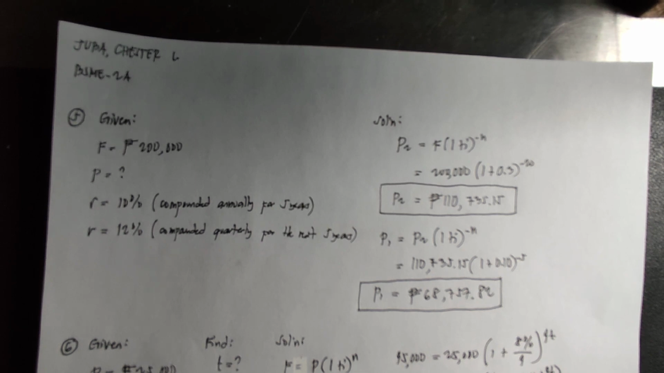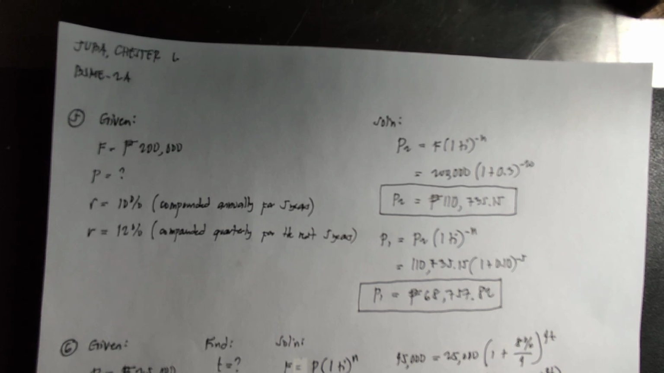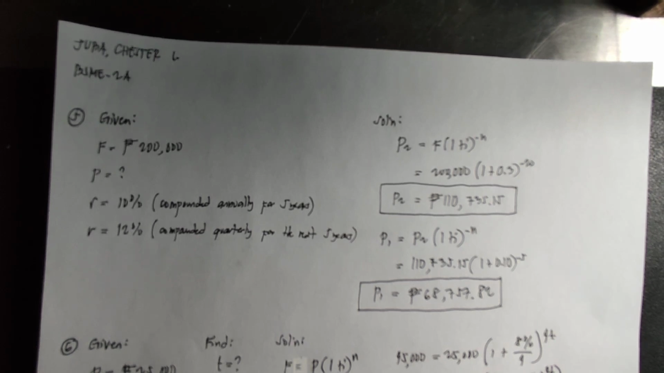So solution is P sub 2. P sub 2 is equal to F multiplied to the quantity of 1 plus i raised to negative n. Then let's substitute the values: 200,000 multiplied to the quantity of 1 plus 0.03 raised to negative 20. Then we will get our P sub 2 is equal to 110,735.15 pesos.